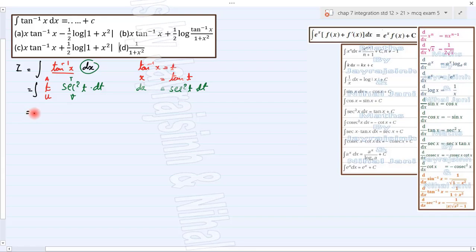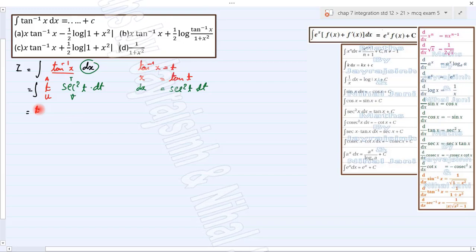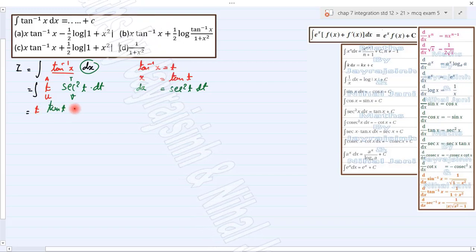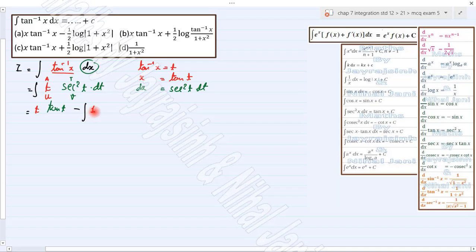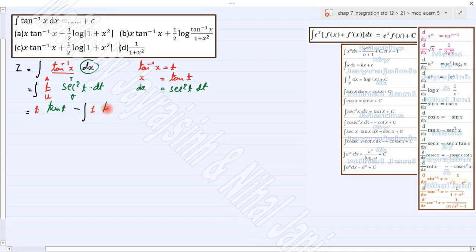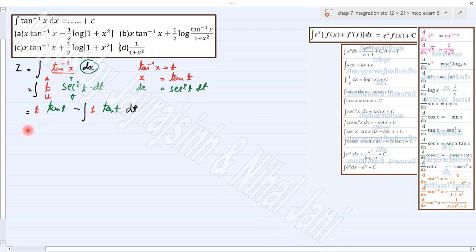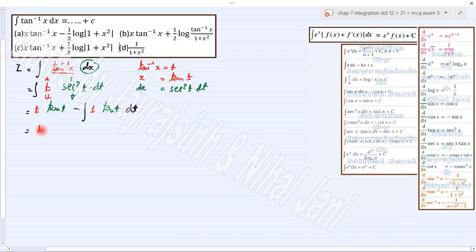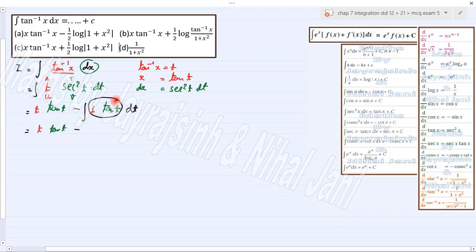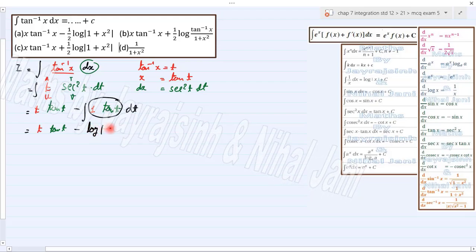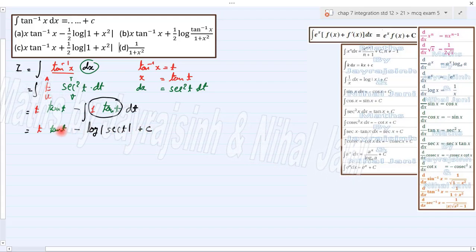So let's apply integration by parts. In the first term, your t will be as it is. We have to integrate sec square t, which is tan t, minus, in the second term, we have to integrate the differentiation of u, which is 1, and the integration of sec square t, which is tan t, dot dt. Now your first term will be as it is, and in the second term, the integration of tan t will be log mod sec t plus c, but our answer should be in terms of x.